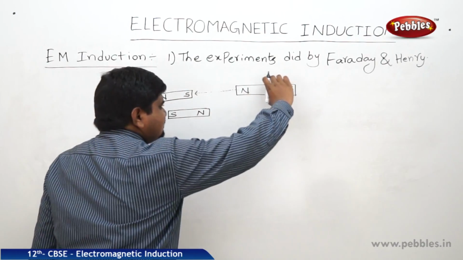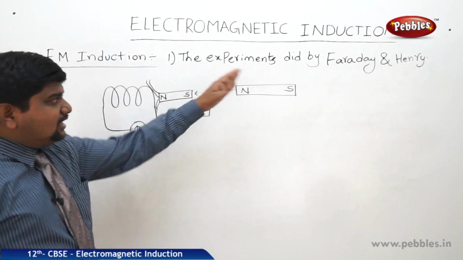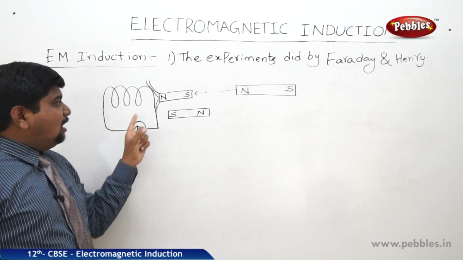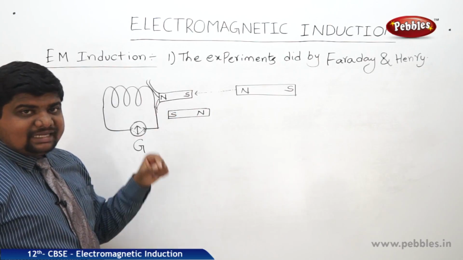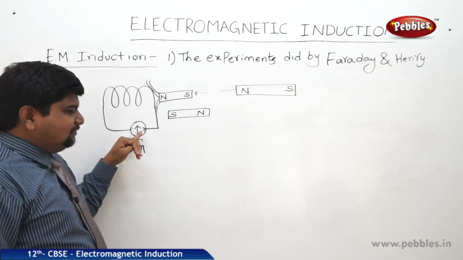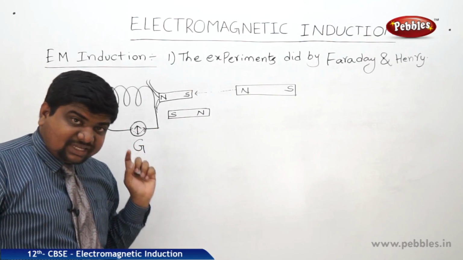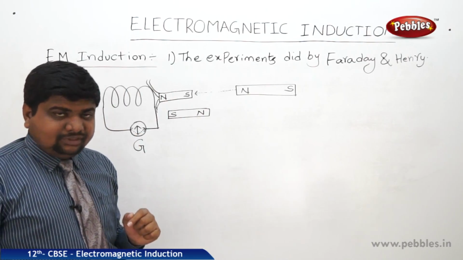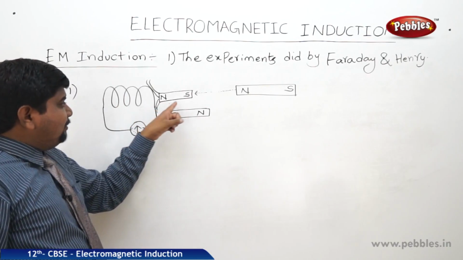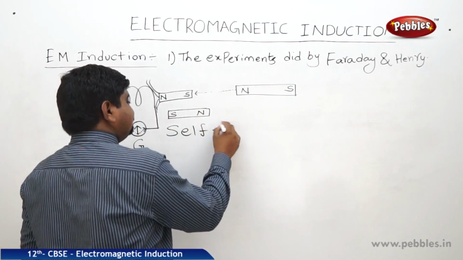Now the magnet approaches the coil. When they started to approach the coil, they saw deflections opposing the north pole of the magnet. When they moved the magnet away, they observed deflections in the opposite order, and when they interchanged the magnetic poles, the deflections were again reversed. This is one experiment done by Faraday and Henry with a magnet and coil. This experiment is also called the self-induction experiment.